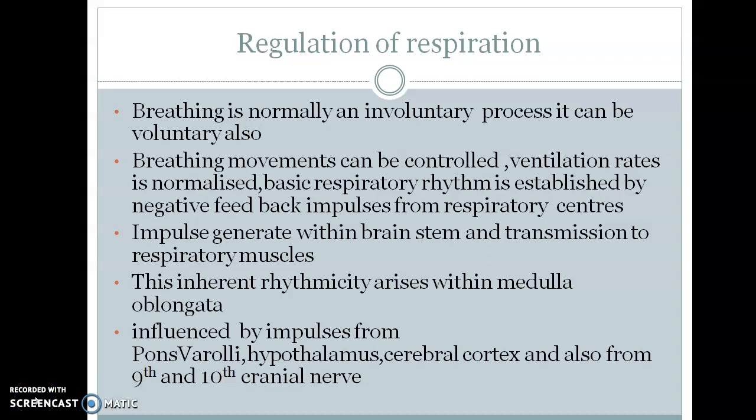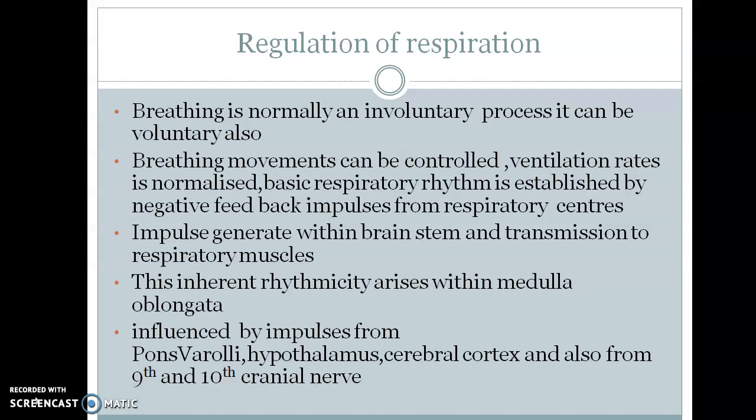Now it is the interesting part of how we regulate our respiration. We know that we can normally breathe without consciously thinking of it, so it's an involuntary process. But we can also control our breathing at times, so it can be said to be a voluntary process too. The breathing movements can be controlled. The ventilation rate can be normalized.